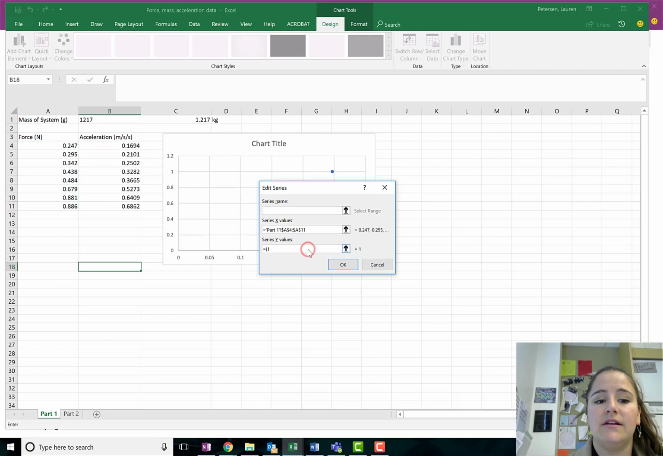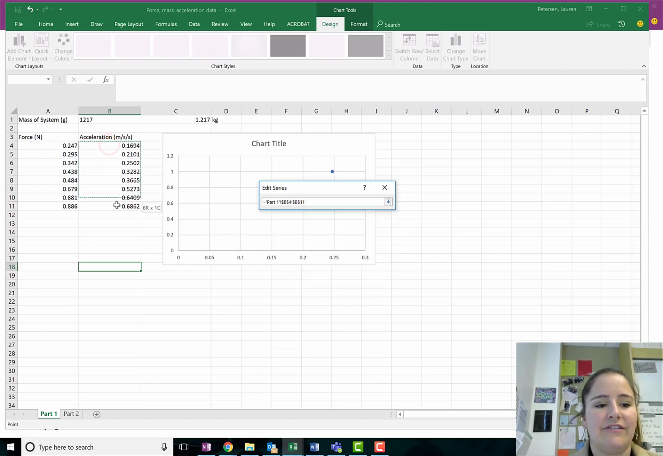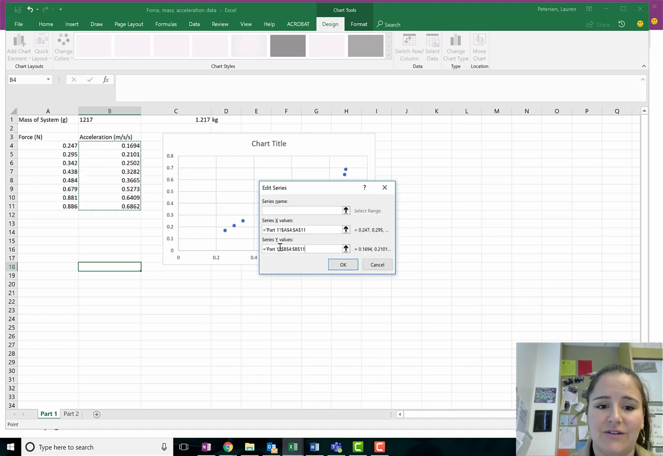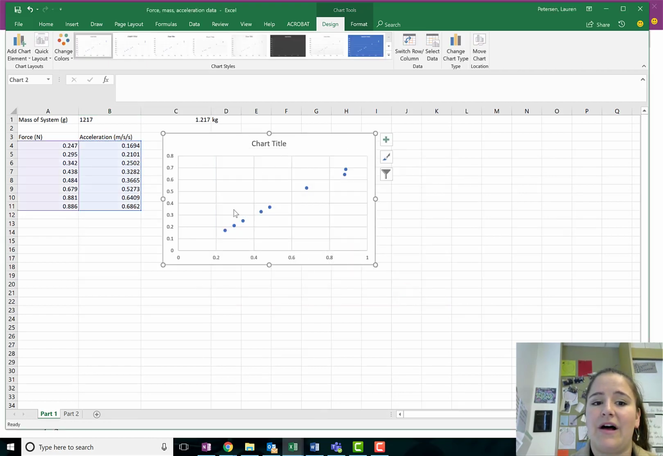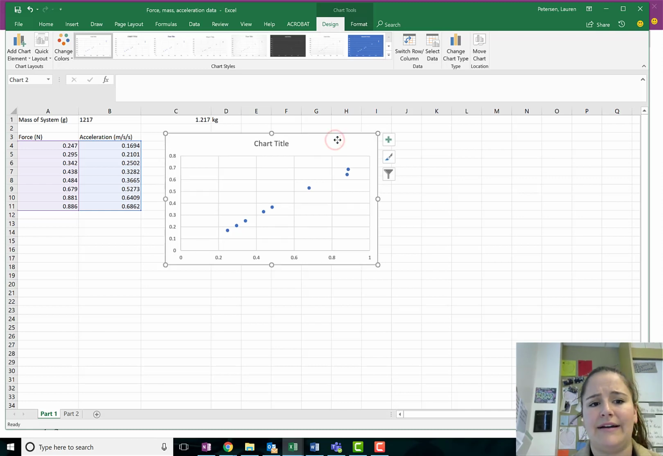Our Y values, that is our dependent variable, or our responding variable, the one that responded to the change in our force, that is our accelerations. So you just click and drag to select those. And you should get a nice scatter plot that looks something like this. My data looks pretty linear. I have one weird data point there. No big deal. Maybe it's straight, maybe it's a little funkier. That's okay.